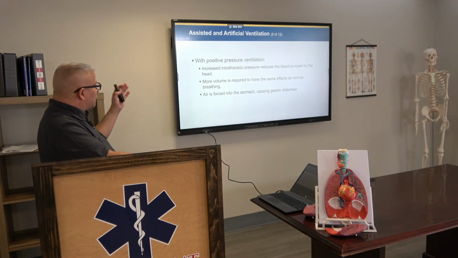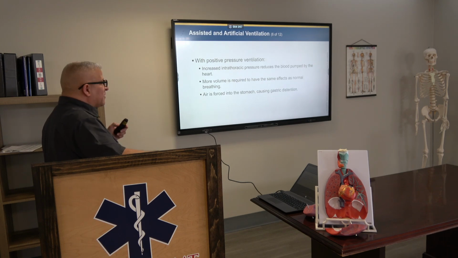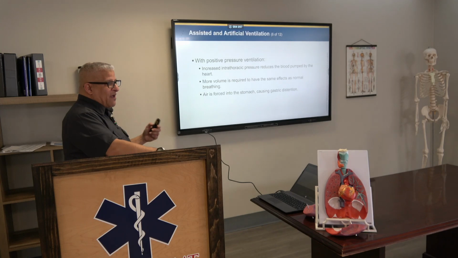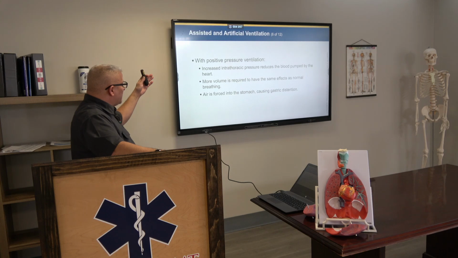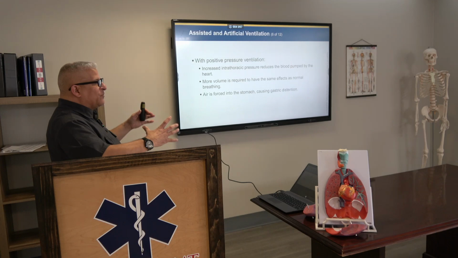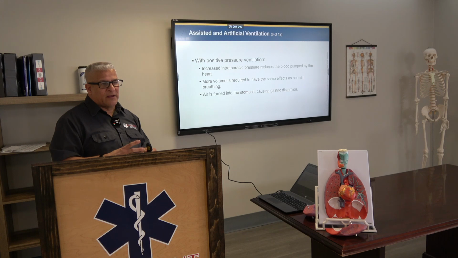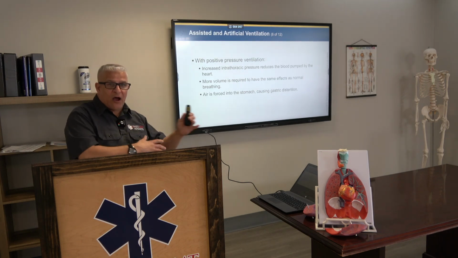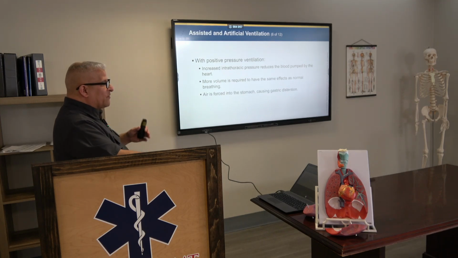Okay, positive ventilation increases thoracic pressure, reduces the blood pump by the heart, and more volume is required to have the same effects as normal breathing. We have to be very careful when we're using a bag valve mask because we're putting positive pressure into the system. So if we're breathing too forceful or too hard, and as we increase that pressure, we can reduce the blood flow through the heart. Okay, so we can actually reduce cardiac output.